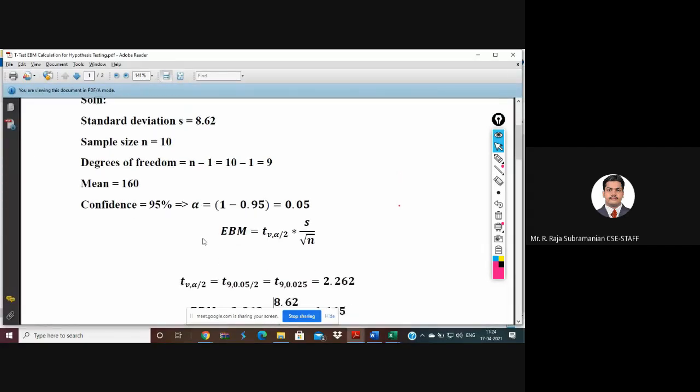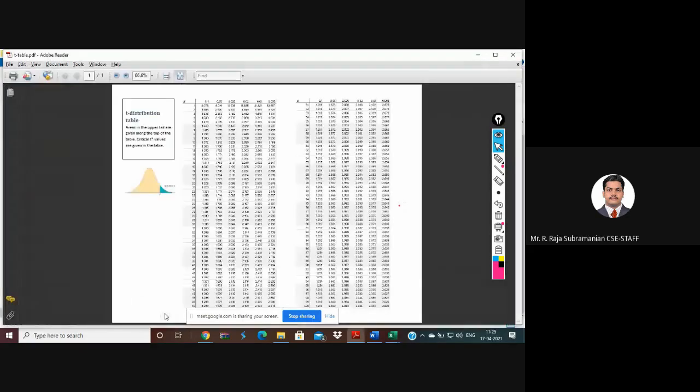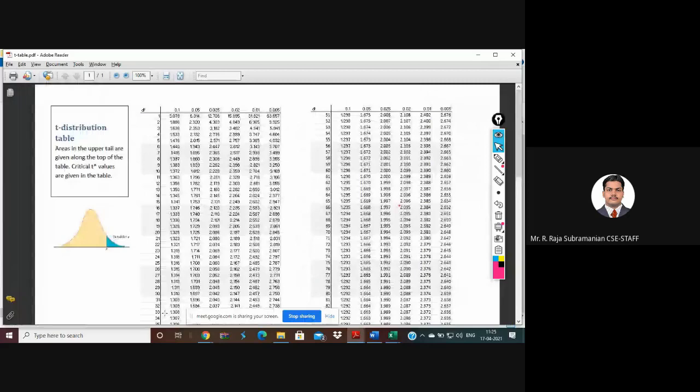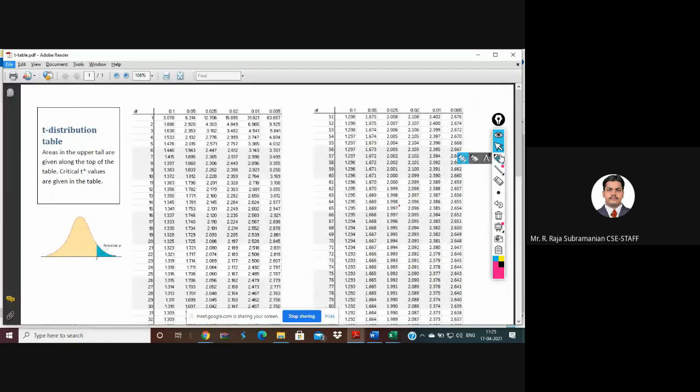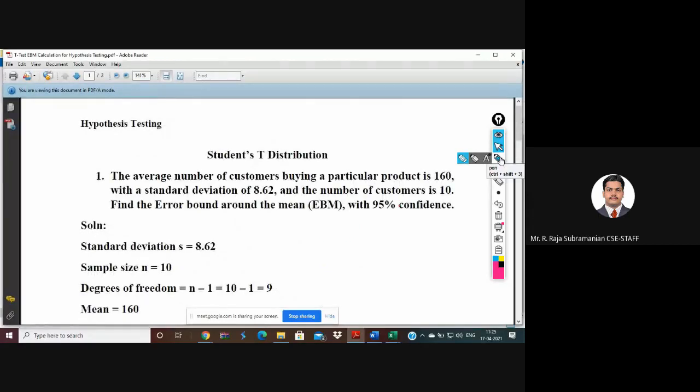Let us go to the values. 9 is the degrees of freedom, 0.05 by 2 I'm having, everything else is ready. Now go to the T table. Now what will be the question? This is not straightforward. No table is involved; you should answer directly within 30 seconds. Can you tell me the answer? The mean is 160. You want to predict the good mean value. n is 10 and this is 8.62. What is the formula for EBM?